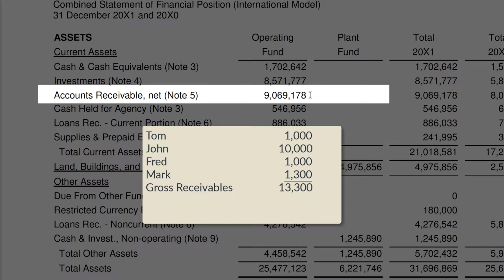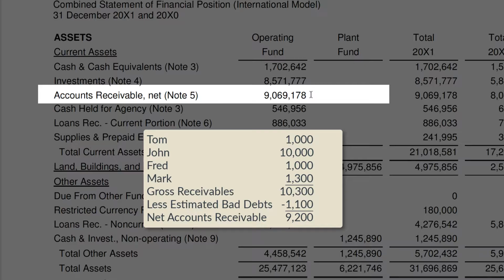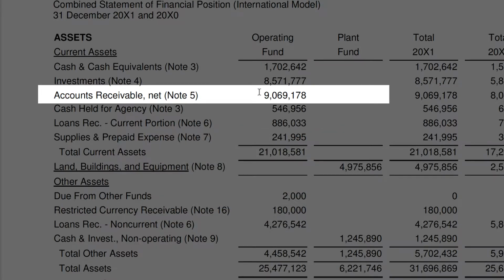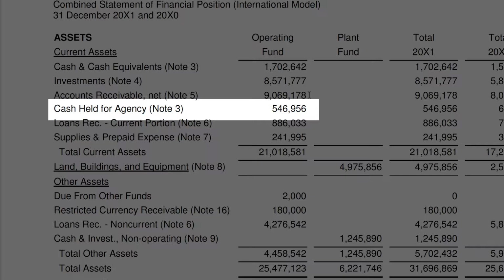Then, before we get to the number on the financial statement, we subtract an estimate of bad debts. So instead of accounts receivable being what people owe us, it is what we think we're going to get from the people who owe us money. Slightly different. We know that some people will not pay us, and so this net allowance is to remove that estimate for bad debts.